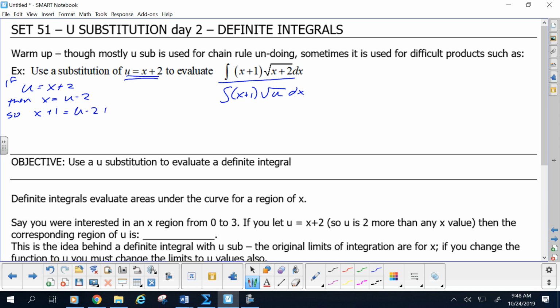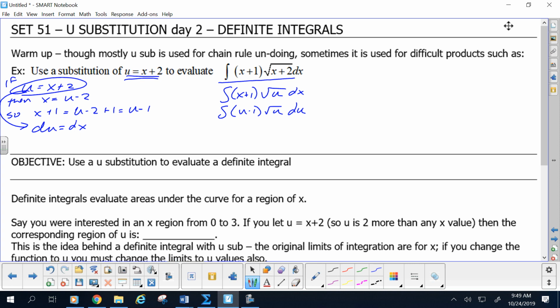U minus 2 plus 1, or u minus 1. So with a little bit of work, if u is this, then x plus 1 is that, you get u minus 1 going in for x plus 1, and root u is cool. And then what about the dx? If du is x plus 2, then du is dx. So in place of dx goes a du.